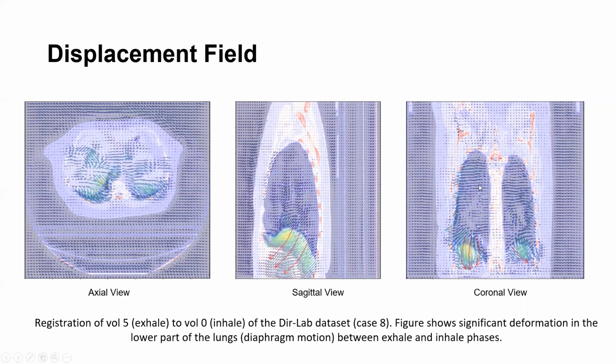This is another representation of the deformation field, or displacement field, layered over the image of volume number 5 when we try to warp it to volume number 0. So we are warping an exhale volume to an inhale volume. You can see that the diaphragm is moving with the displacement field downward, which is trying to register to the inhale case, as shown.